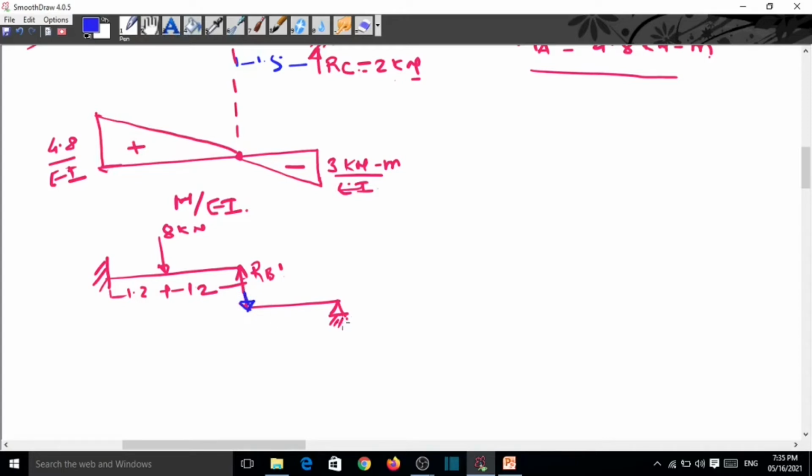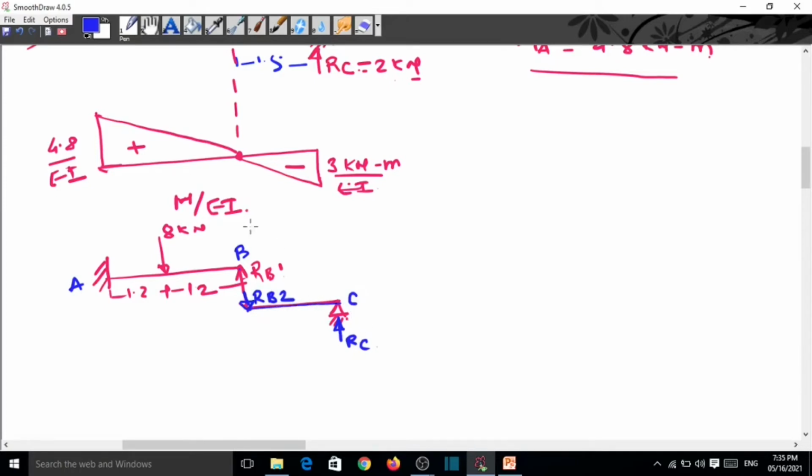So it is downward. This is the upward force, this is the RC. But this part, from A to B, is nothing but a propped cantilever, so we cannot solve it directly. First we find the reaction RB2. If we observe the beam B to C, we can say that there is no load on this beam.